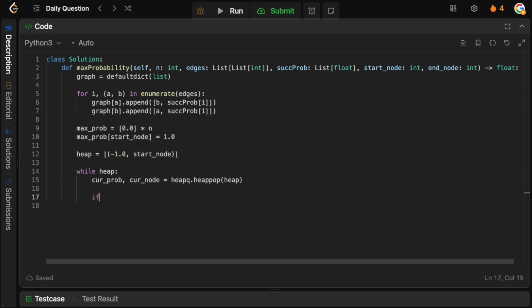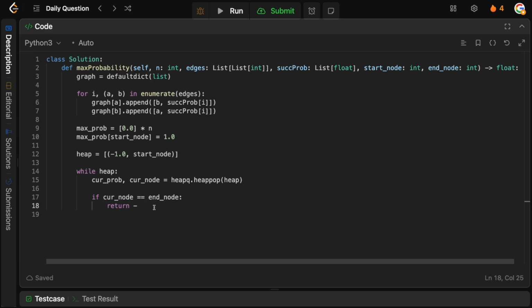Now, what we want to do is say if the current node equals the end node, then we're done. We don't have to do anything else. We can simply return the probability. And remember that we have it multiplied by -1 because we need the max heap.